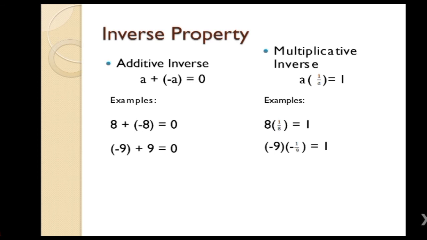So again, we have 6 properties. So we have the closure property, we have the commutative, associative, distributive, identity, and inverse. So again, these properties of the operations on integer is only applicable if the operation is addition and multiplication.